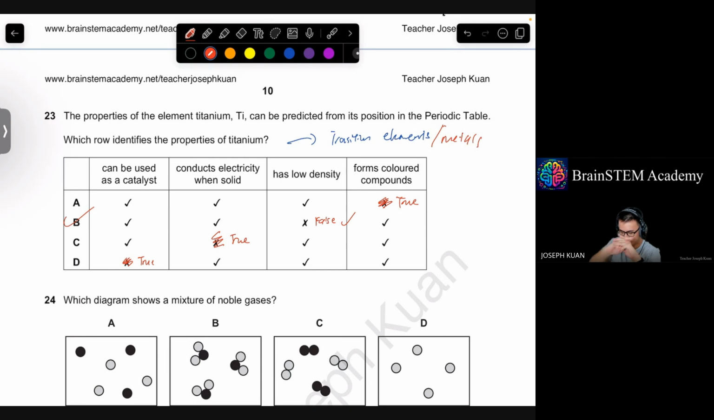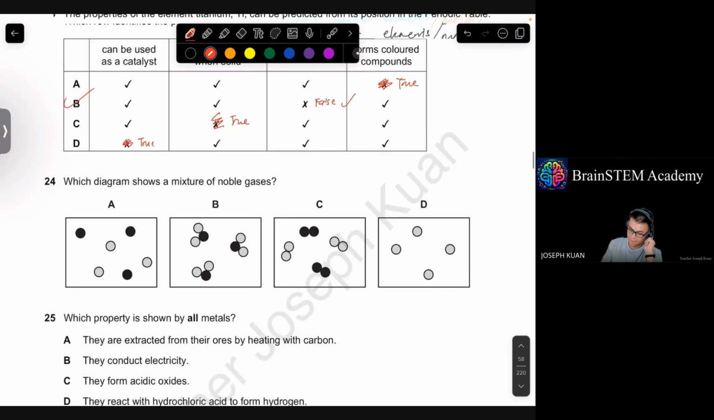They can be used as catalysts. They conduct electricity when solid. They have high density, and they form colored compounds. The answer is B. Right, 24.